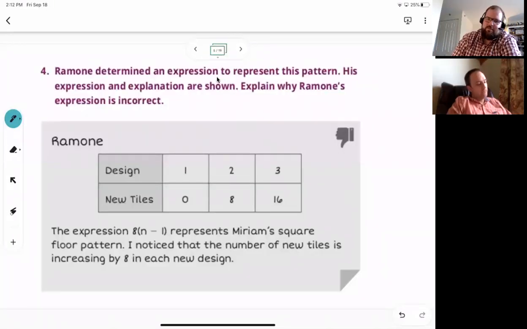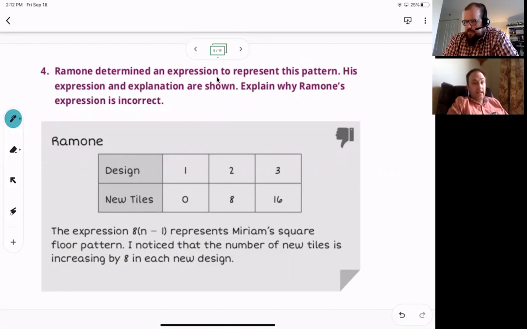All right, now we have Ramon determined an expression to represent this pattern. His expression and explanation are shown. Explain why Ramon's expression is incorrect. So Ramon built a table. In the first part, he has design. In the second part, new tiles. So with design 1, we have 0. With design 2, we have 8. With design 3, we have 16. He wrote the expression 8 quantity n minus 1 represents Miriam's square floor pattern. I notice the number of new tiles is increasing by 8 in each new design.